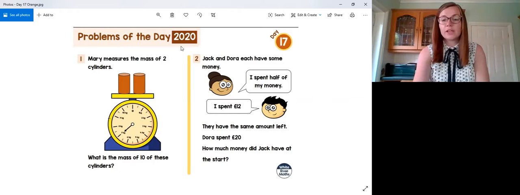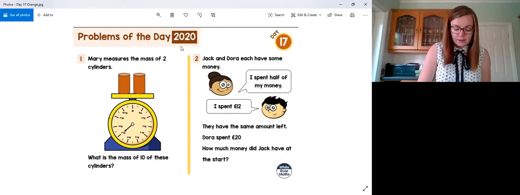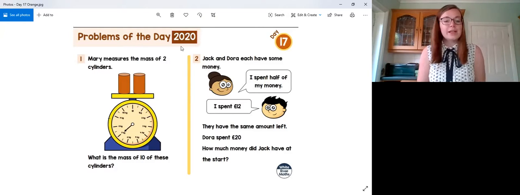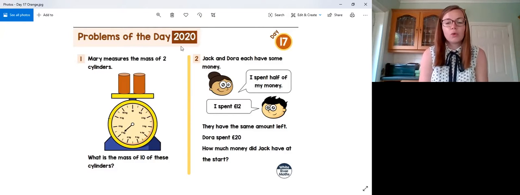Okay, it's another one of the days where the orange questions only have 2 instead of 3 questions. So let's have a look at Jack and Dora for question 2. So Jack and Dora each have some money. Dora says, I spent half of my money. And Jack says, I spent £12. So they have the same amount left after they've done their spending. Dora spent £20. So how much money did Jack have at the start?